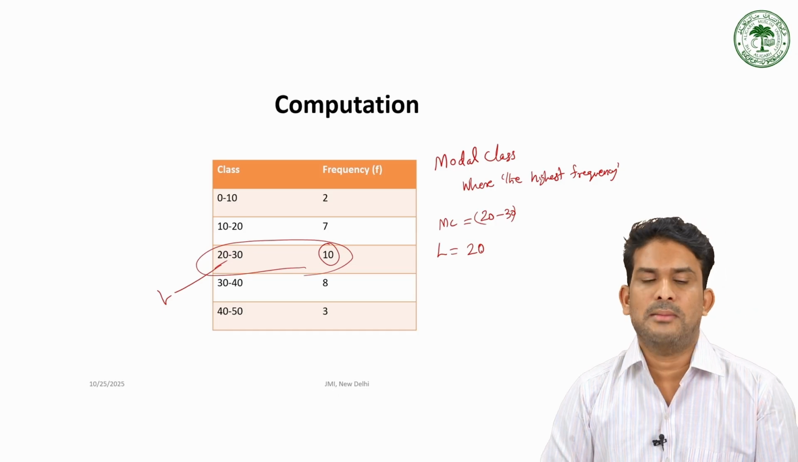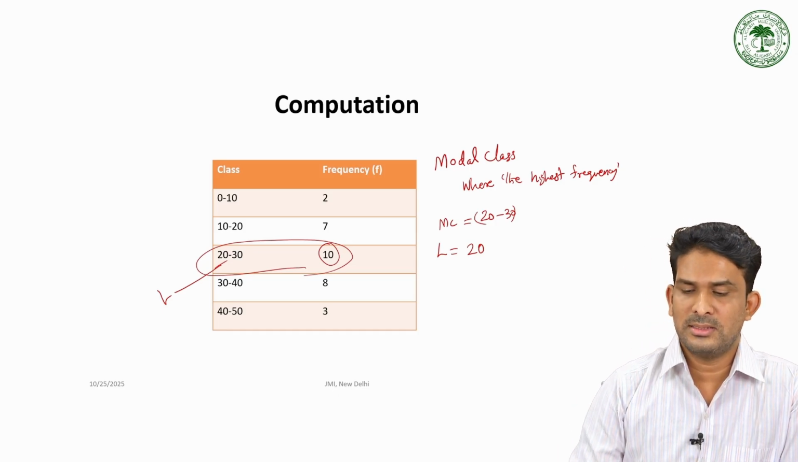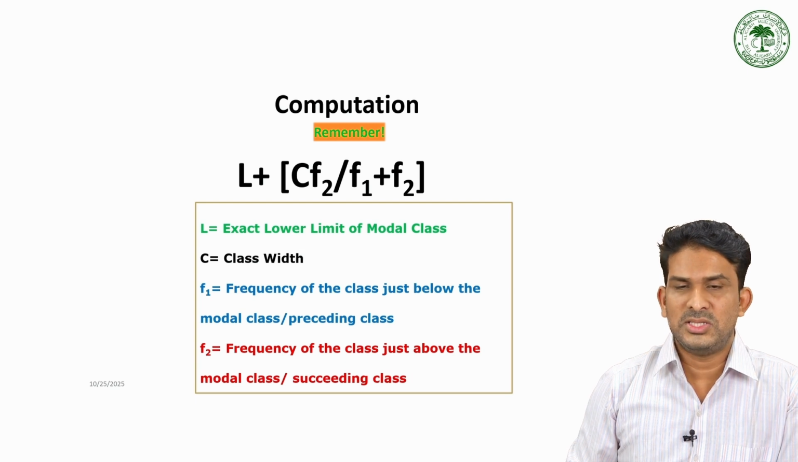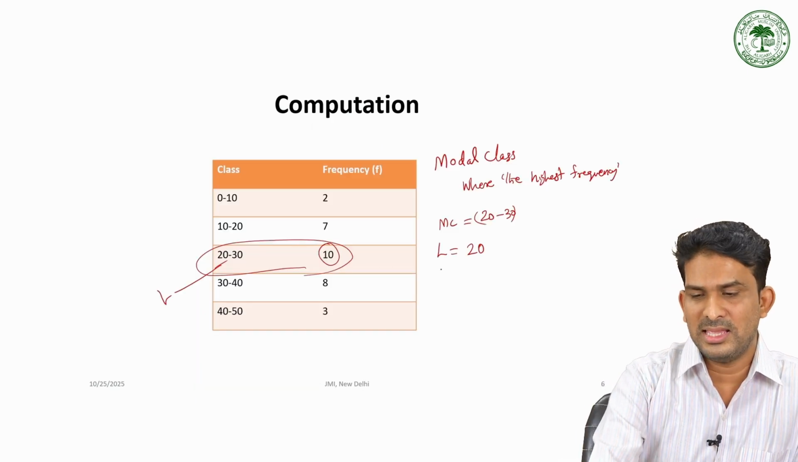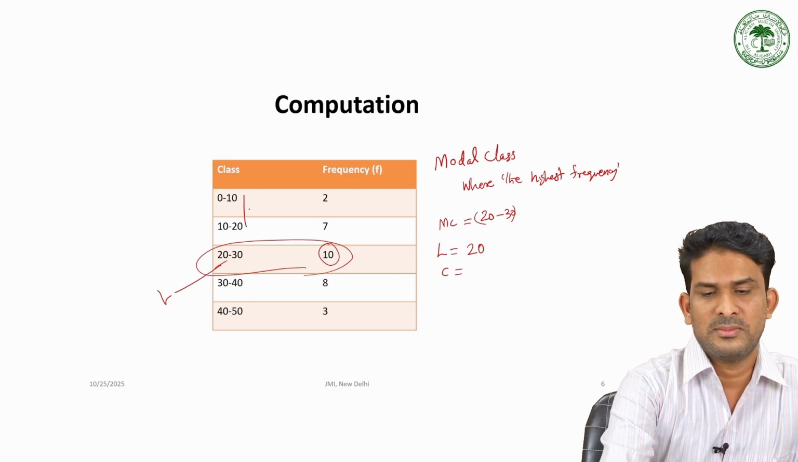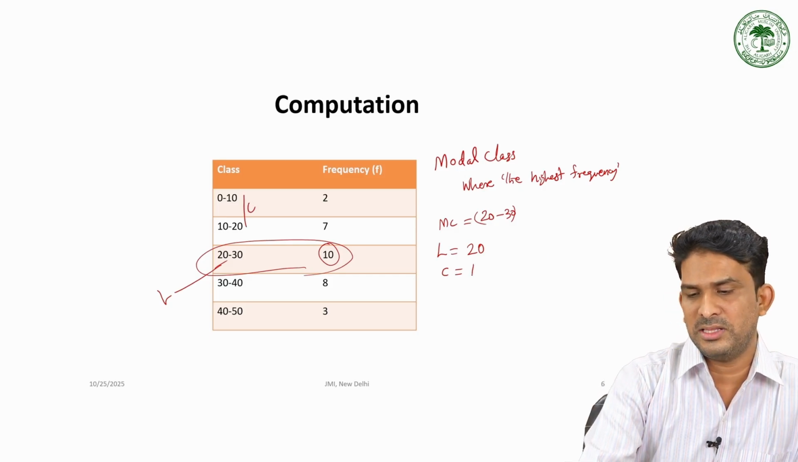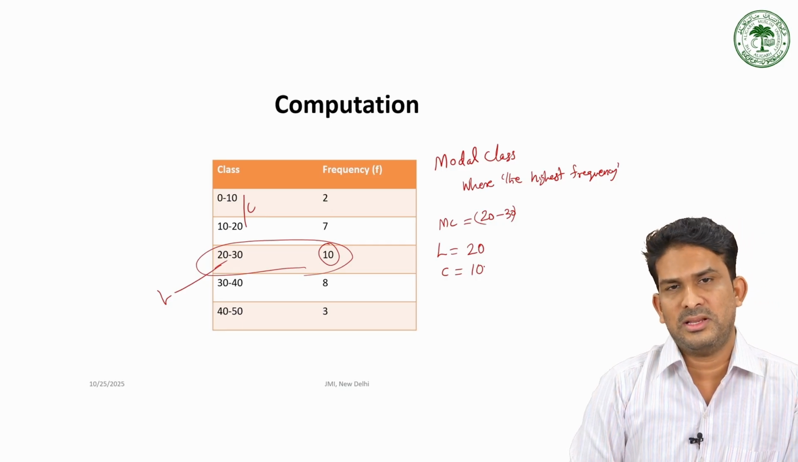Am I right? Yeah. What is next we needed? L plus CF2. What is C? C is the class width. What is the class width here? This is C, the difference between two classes. What is the class width? 10 is the class width.